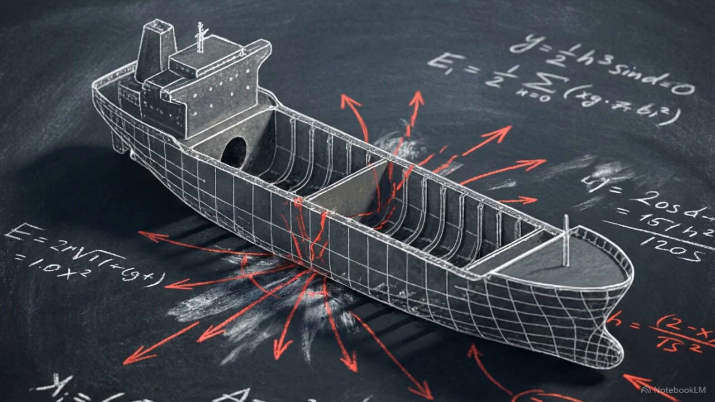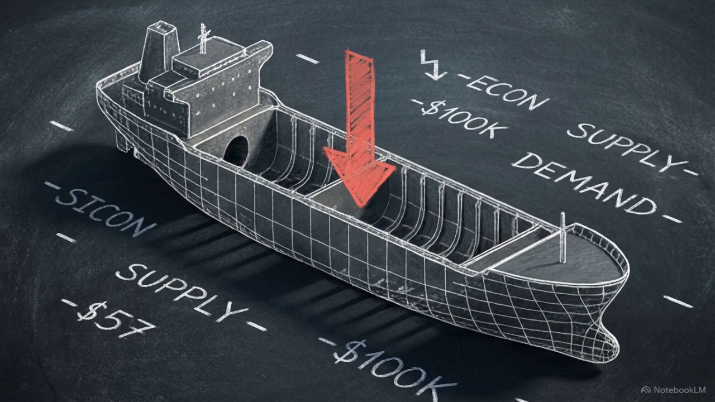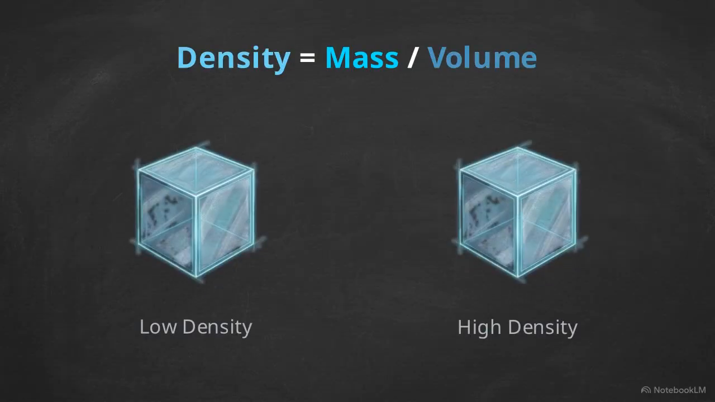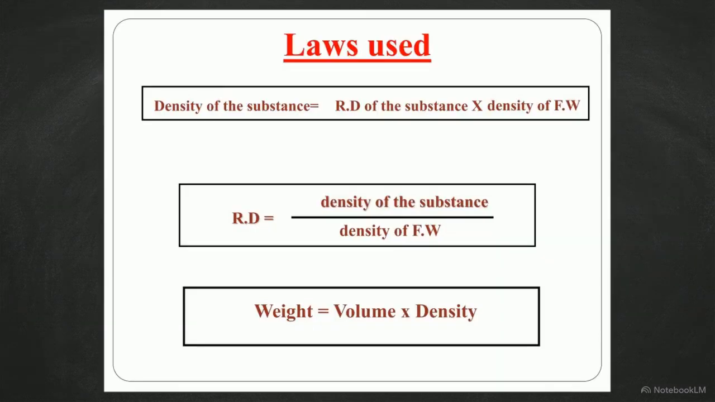Pack in too much mass, and the hull breaks under the stress. Pack too little, and the voyage loses money. The mathematical bridge between theoretical geometry and physical weight is density. Density measures how tightly matter is packed together, defined specifically as mass per unit volume. This equation shows the bedrock of fluid logistics. Weight equals volume multiplied by density.